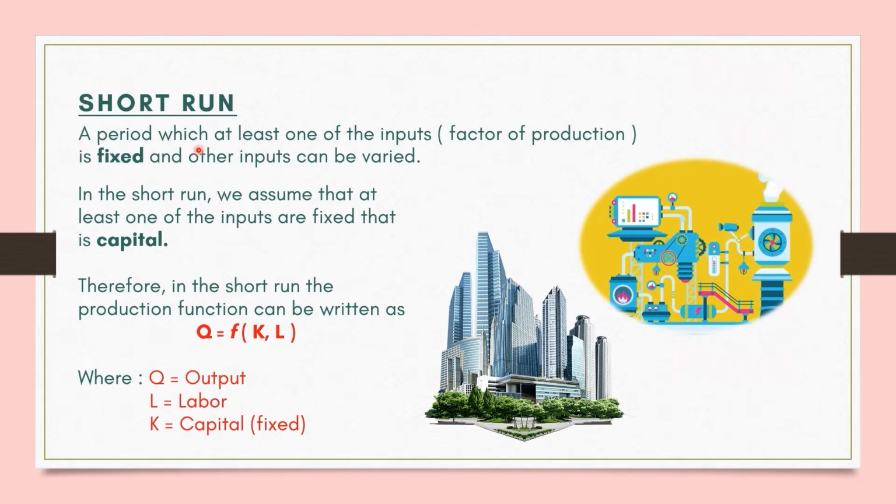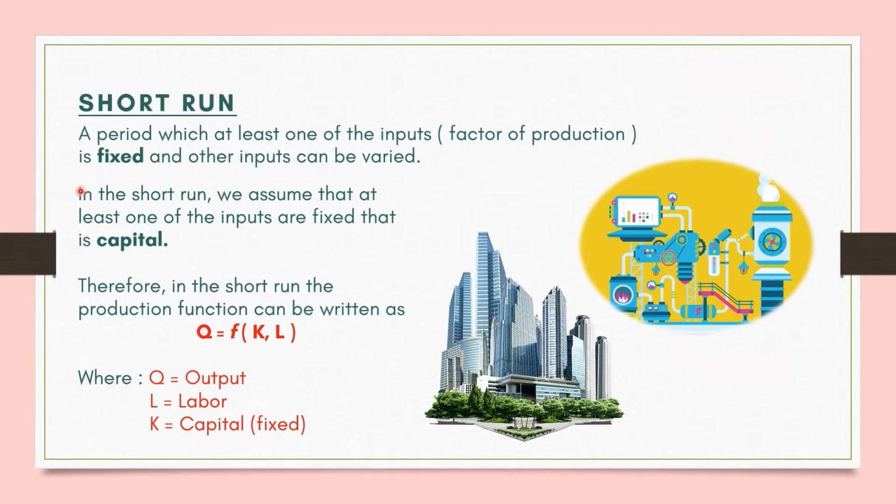So why is it a fixed input in the short run? Because a fixed input cannot be altered in terms of quantity in the short run. This is because, for example, we have a machine, we only have one machine. In the short run, we cannot add more machines due to limited resources, budget constraints and so on. However, in the long run, maybe they have enough money to buy more machines. So that is why in the short run, we have fixed inputs.